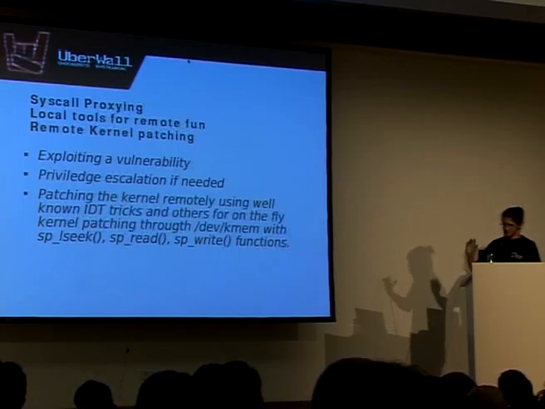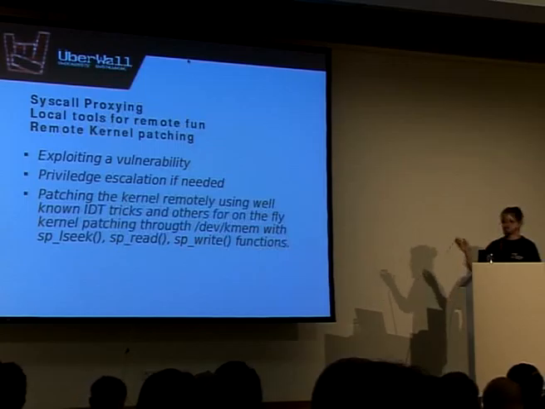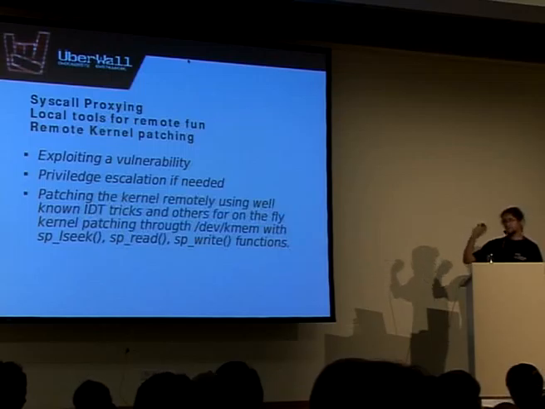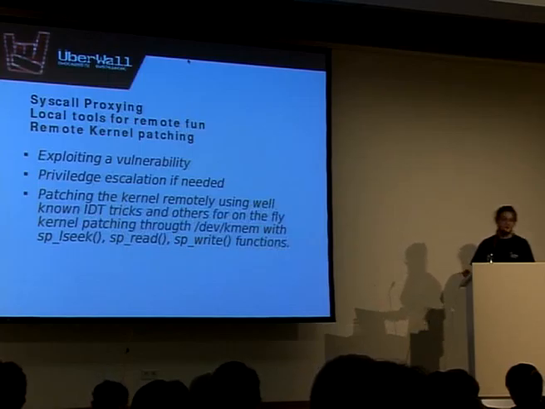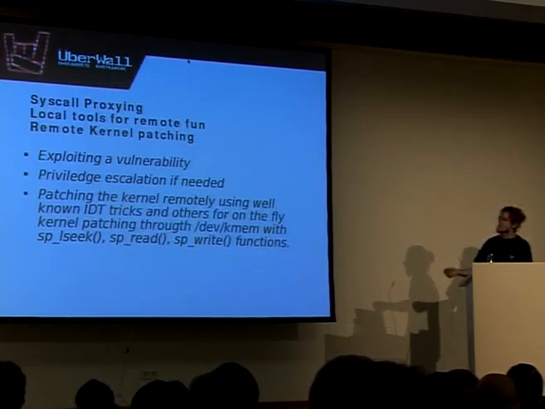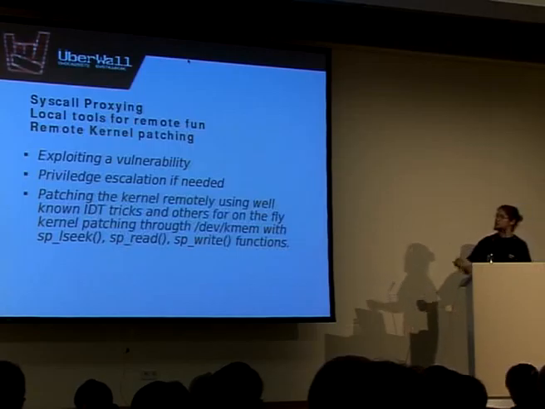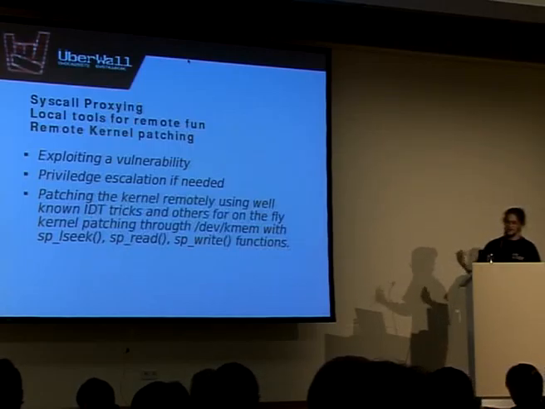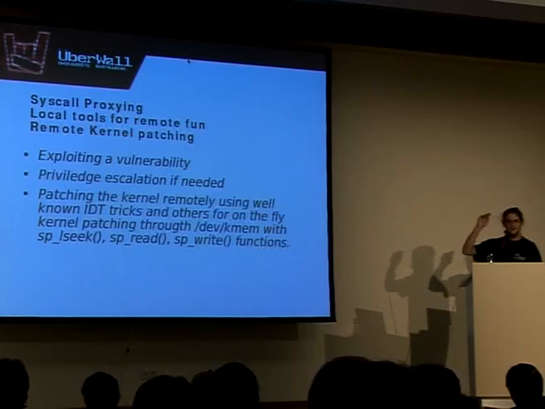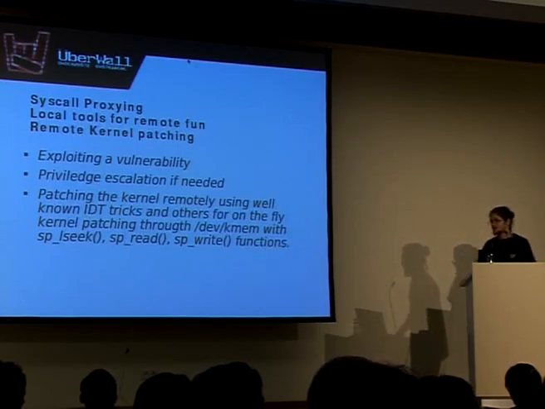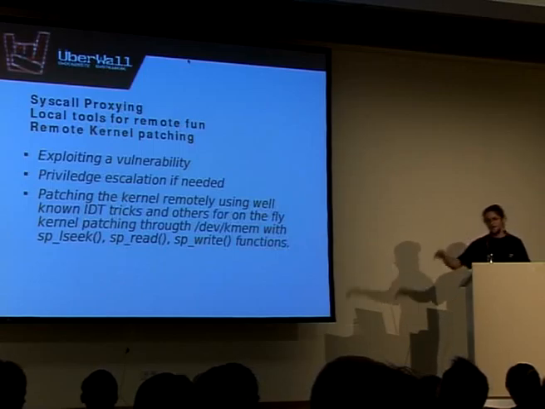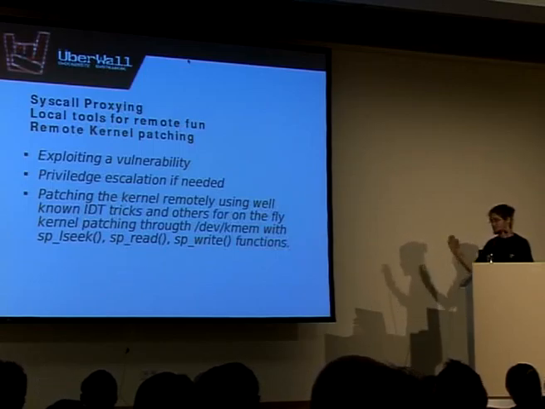So the trick is you exploit a vulnerability using a syscall proxy shellcode. Because you have direct access to the syscall, you can execute your local root exploit through schizoexec, for example. You get root and you patch remotely the kernel using the well-known IDT tricks presented in Phrack 68, if I remember well. So you can patch the kernel directly through /dev/kmem with ASP-LC, read, write, and do what you want to the kernel remotely.